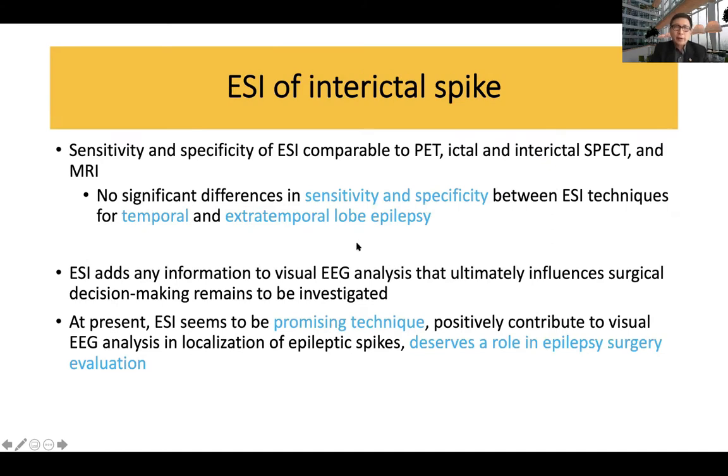How about the sensitivity and specificity of the ESI compared with PET, interictal SPECT, and MRI scan? For ESI, there is no significant difference in sensitivity and specificity between temporal and extratemporal epilepsy. Whether ESI adds any information to visual EEG analysis that ultimately influences surgical decision making remains to be investigated. At present, ESI seems to be a promising technique, positively contributing to visual EEG analysis in localization of the epileptic spike. It serves a role in epilepsy surgery evaluation.